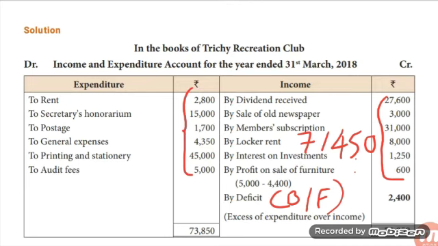Then find the difference between the greater amount and the lesser amount. What is that? 73,850 minus 71,450 is equal to 2,400. What is it, children? It is the deficit of the club. Then what is deficit? Excess of expenditure over income is deficit. Write as by deficit, balancing figure transferred to capital fund, again in bracket, excess of expenditure over income.